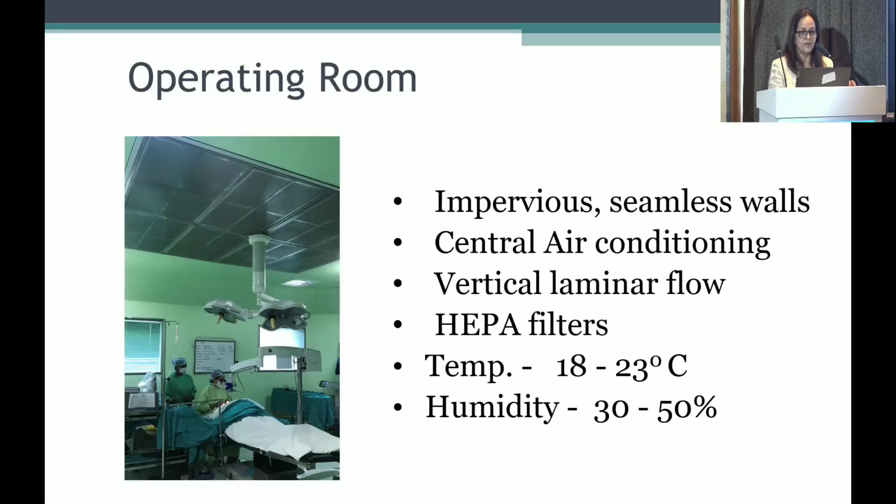As far as the operating room is concerned, the wall should be impervious. Central air conditioning is preferred. And if you don't have access, then split AC instead of window ACs. Window ACs are a no-no, and so are fans. We've seen some places where fans are also being used. And then vertical laminar flow is great to have. HEPA filter should be installed. So this is an ideal situation I'm talking about.